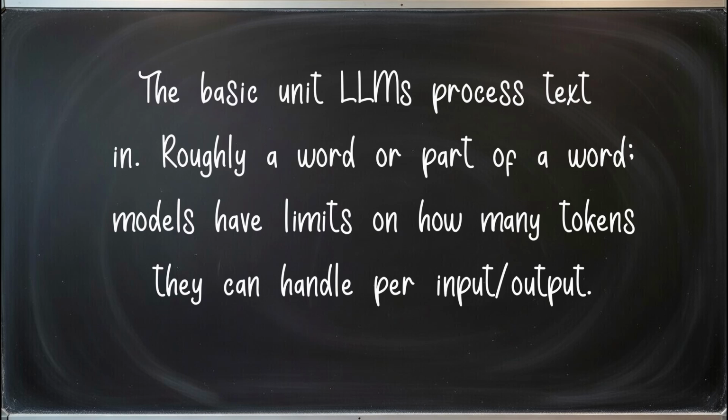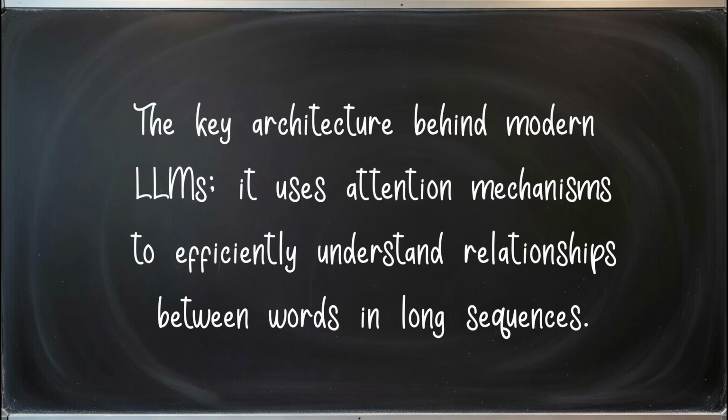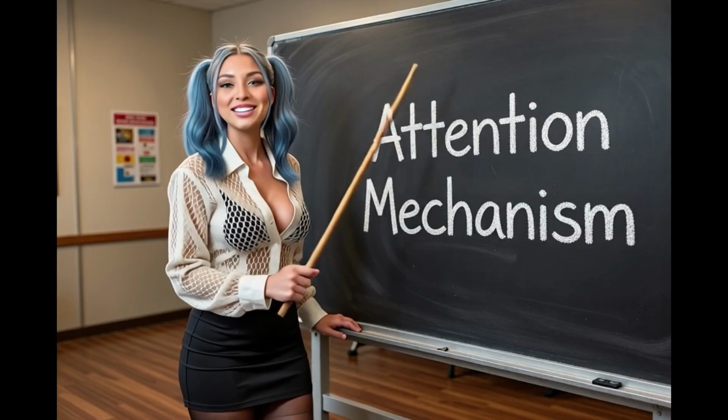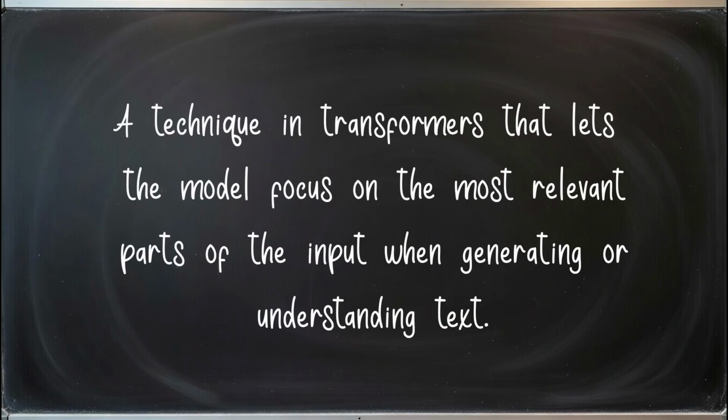Token. The basic unit LLMs process text in, roughly a word or part of a word. Models have limits on how many tokens they can handle per input-output. Transformer. The key architecture behind modern LLMs, it uses attention mechanisms to efficiently understand relationships between words in long sequences. Attention mechanism. A technique in transformers that lets the model focus on the most relevant parts of the input when generating or understanding text.